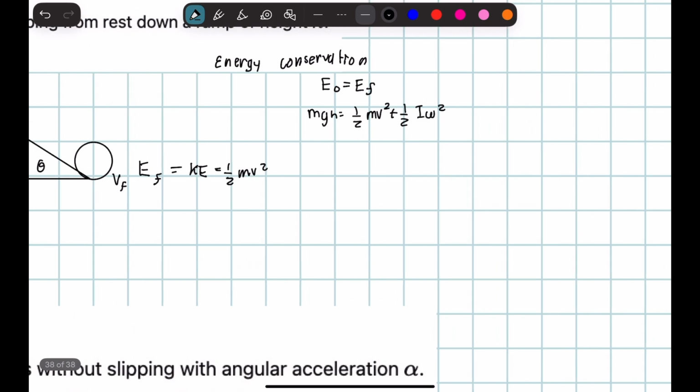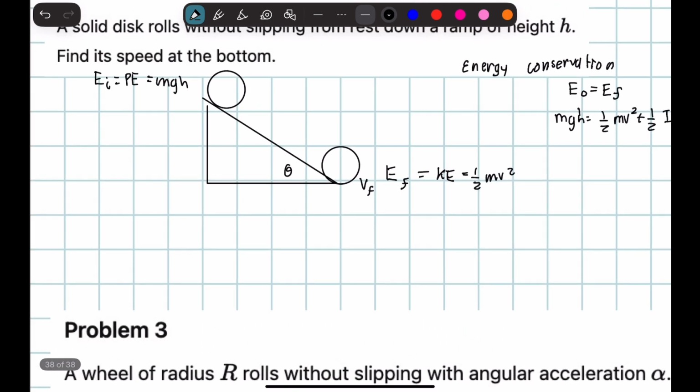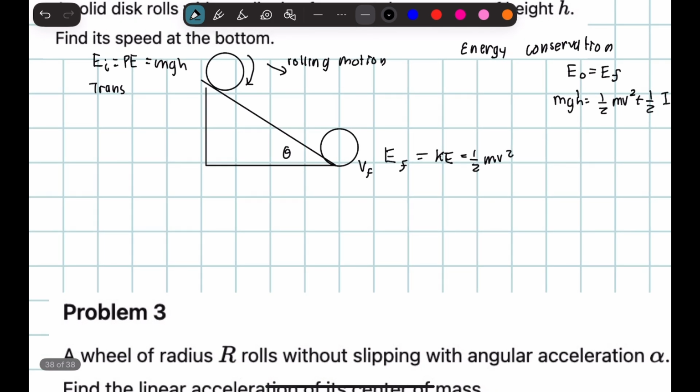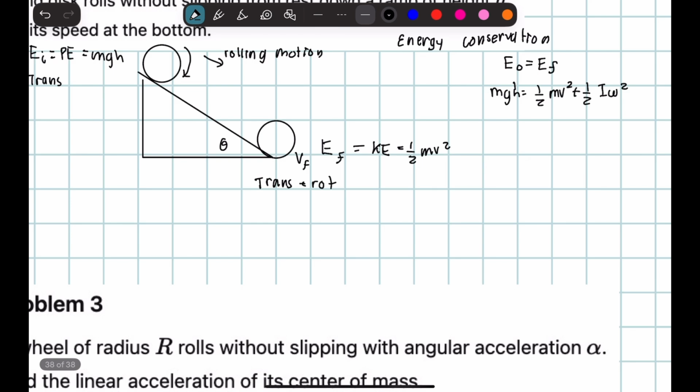And remember, this is because up here, again, this was all translational because there had been no rolling. But after this, it rolls. There's rolling motion. And when there's rolling motion, it's basically like it's just spinning. It's like rotating. And some of that translational energy is converted into translational plus rotational energy because of the rotation that occurred for the ball to end up at the bottom.